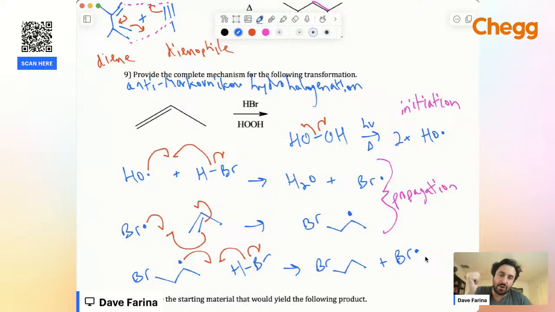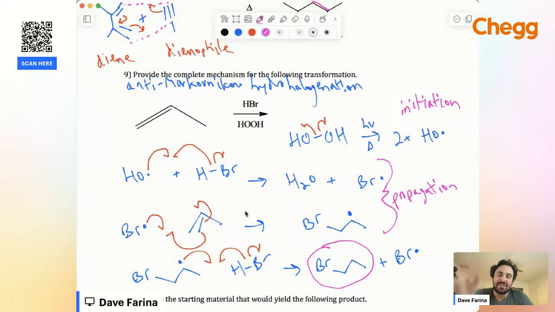And so you could have a termination step here. It's much more statistically plausible to get this product here. Right, here's our product. This is our anti-Markovnikov hydrohalogenation product. It's anti-Markovnikov because the bromine went to the less substituted carbon of the two that were participating in the pi bond. Primary versus secondary, bromine went to the primary. And it did so for this reason, right? When we look at the mechanism, now we understand the regiospecificity.